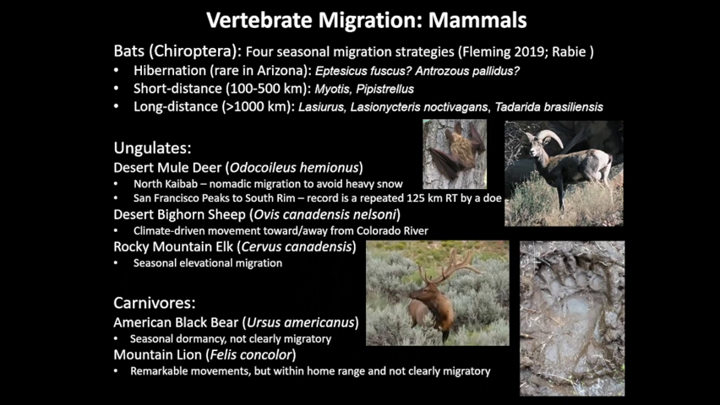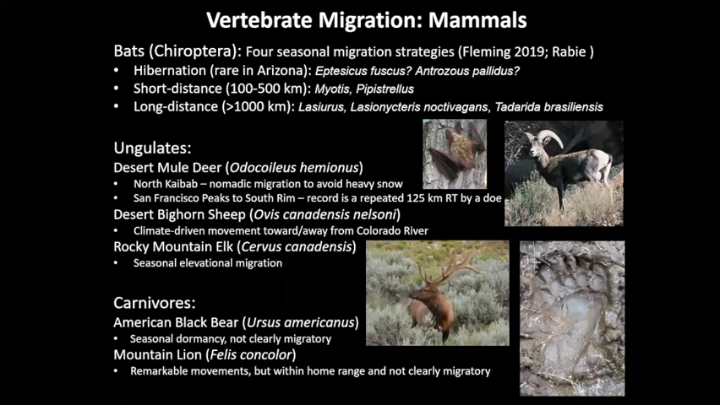Ungulates like desert mule deer are well known, with just recent data on their movements. The North Kaibab deer herd moves along the Kaibab monocline. Here on the south side of San Francisco, a recent record showed a doe going back and forth 125 kilometers from the peaks to the south rim.